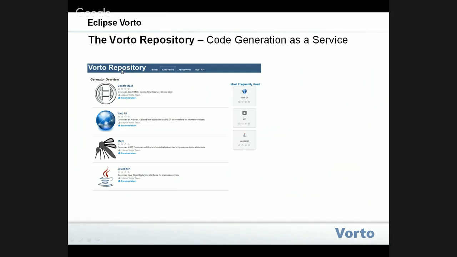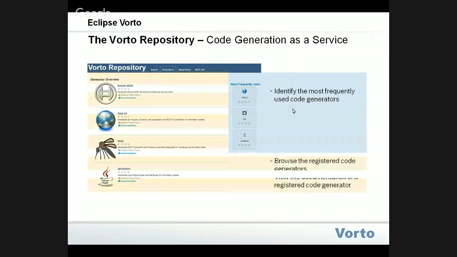Now let's go to the repository web user interface, and what you can see here is the generators tab. After a code generator has registered itself on the Vorto repository, then you will find it in this generators tab, including a logo and a description about its functionalities. And what we also do is we provide here the most frequently used code generators. So you can identify these most frequently used generators, and you can browse everything that is available on the repository.